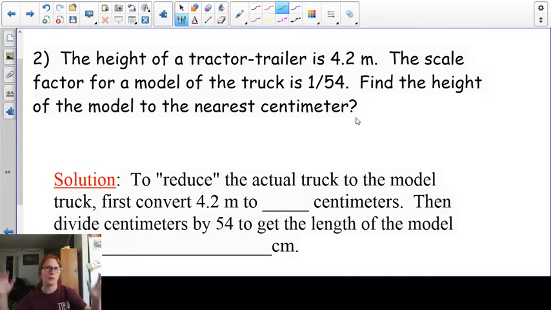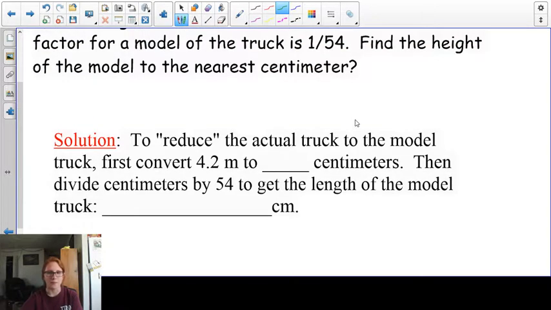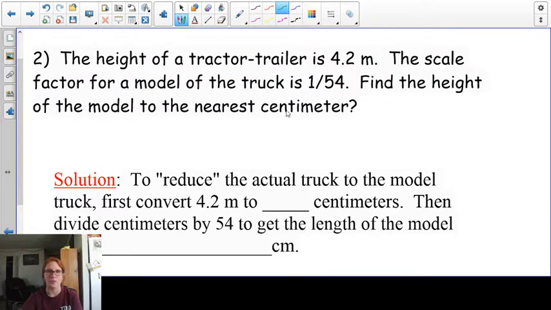So in this case, we're going big to small. So we're going to shrink it down. To reduce it, we're going to first convert 4.2 meters into centimeters, because it tells me centimeters right here.